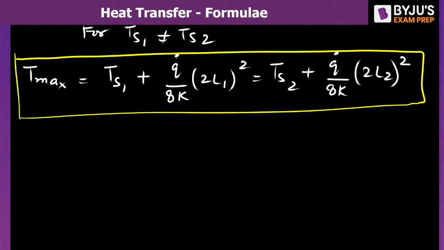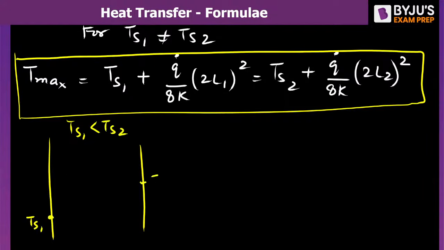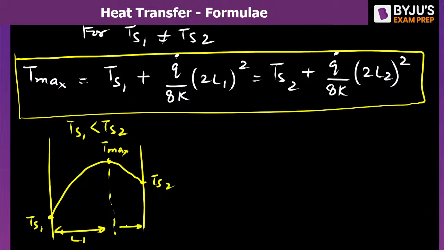And if we draw the temperature profile, look, if TS1 is less than TS2, then the temperature profile will be like this. It will be a parabola. Here the temperature will be maximum. We can call this L1, and we can call this L2. So L is equal to L1 plus L2.